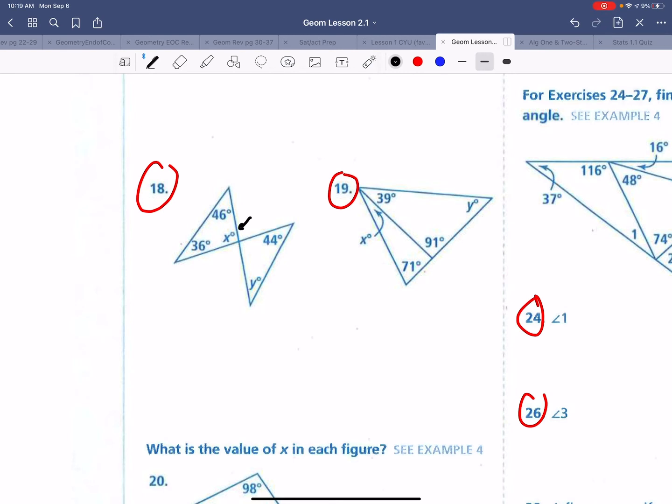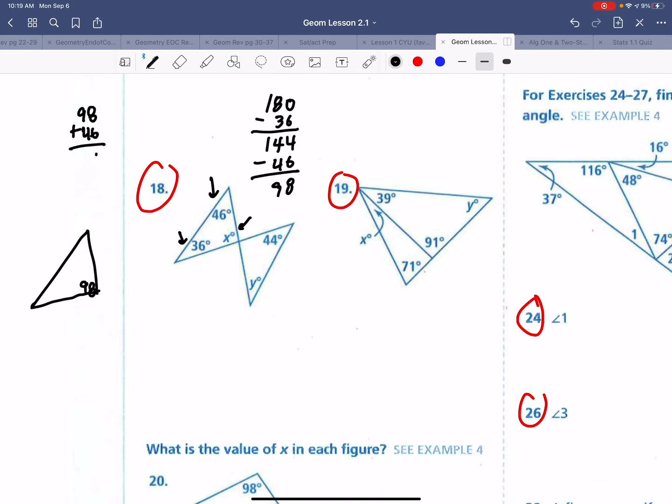Okay, so that angle, right? We have 3 angles. So we just want to find the missing one, right? 180 take away 36. And then take away 46. All right, so I get 98. And we can double check that. Is 98 plus 46 plus 36 equal to 180? Yes, it is. Okay, so this angle is definitely 98.